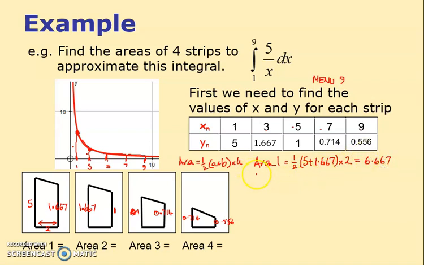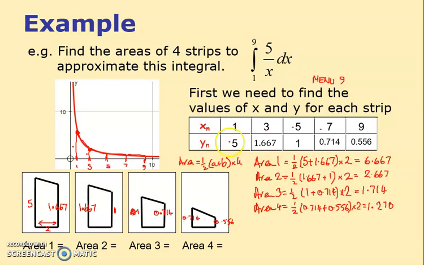So I want you to work out what area 2 is, what area 3 is, and area 4 is. And once you've worked them out, add them together, and then you can see if you get the same as me. I'm going to pause the video now. So I got these answers. Check yours against mine. Now hopefully I've got mine right.